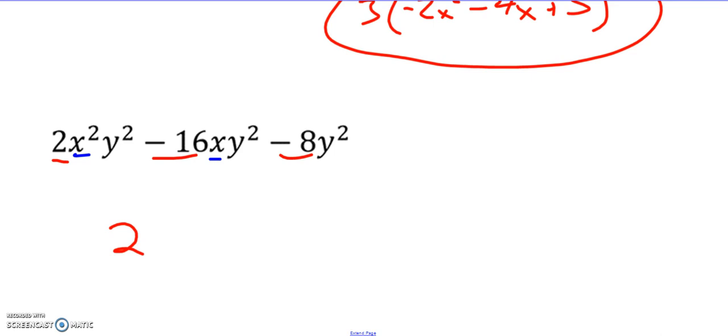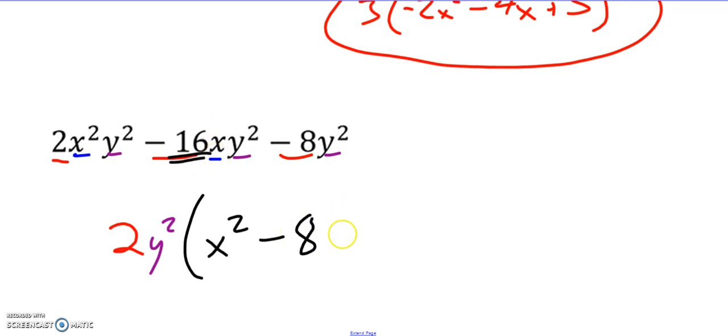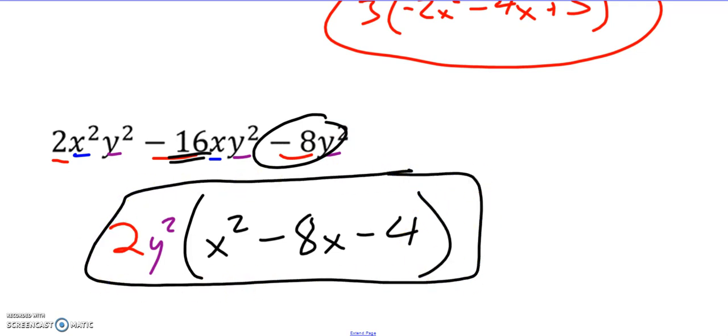So then we move on to our next variable. This has a y to the second, a y to the second, and a y to the second. They all have it, so I can take out y to the second. And then we just go with what's left over. We took out a 2, we took out a y squared, we did not take out an x squared. Okay, minus, and then we take that 16 divided by 2, which is 8, and we are left with an x in there as well. And then we also divide this by 2 to get 4, and we already took out the y squared, so this would be our factored answer.